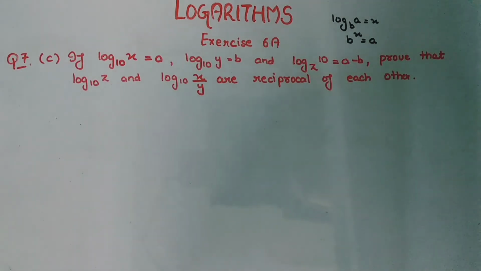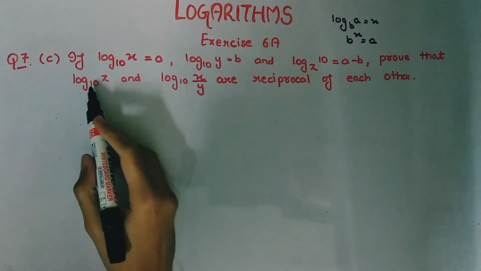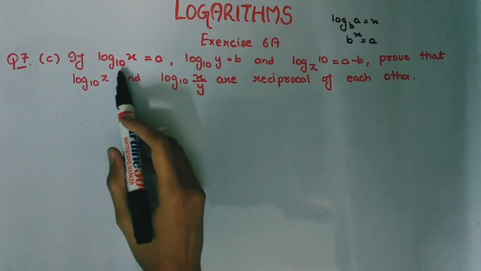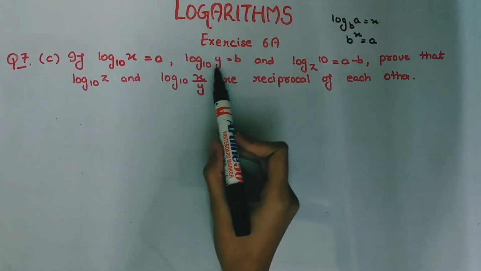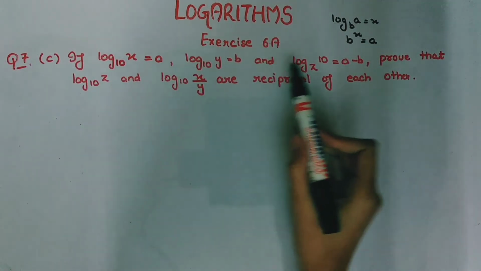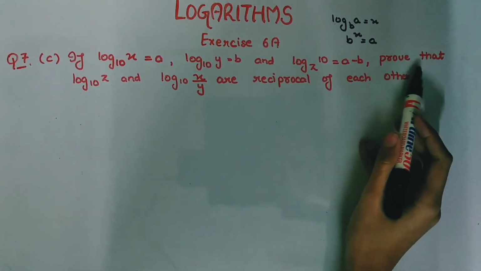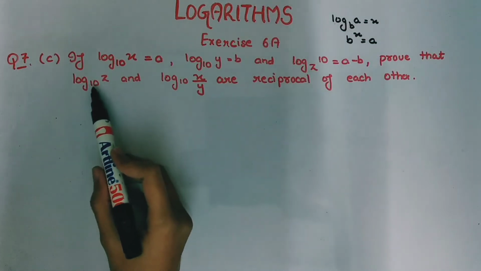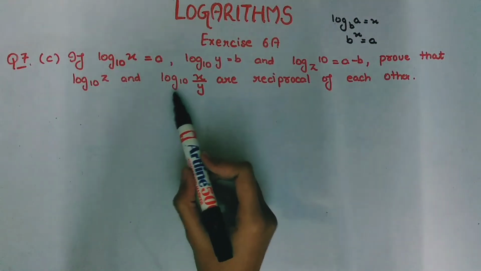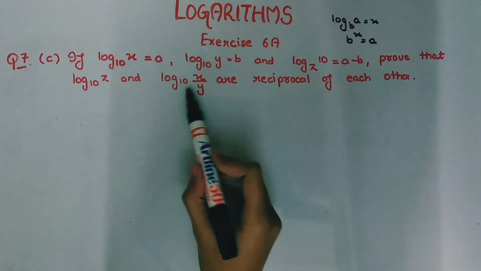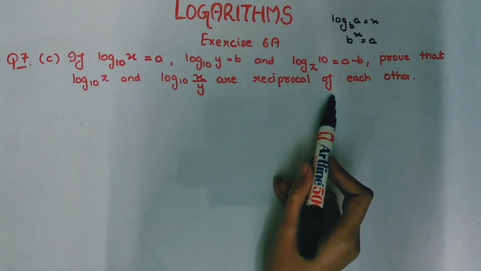We have part C of the seventh question, that is: if log of x to base 10 is a, log of y to base 10 is b, and log of 10 to base z is a minus b, we have to prove that log of z to base 10 and log of x divided by y to base 10 are reciprocals of each other.